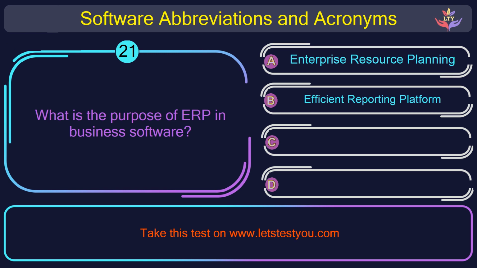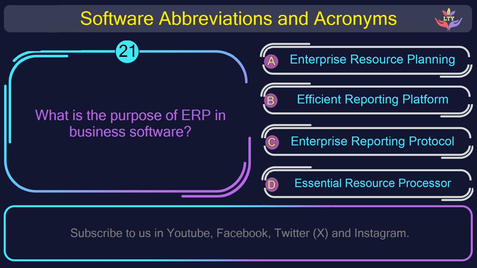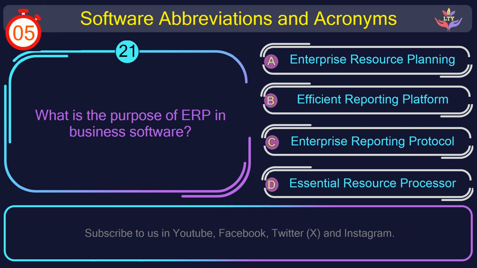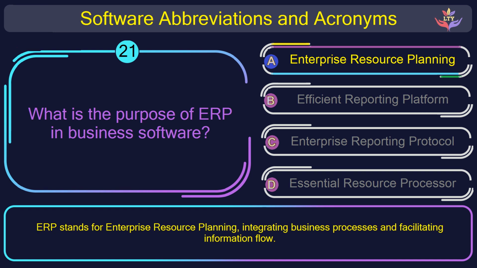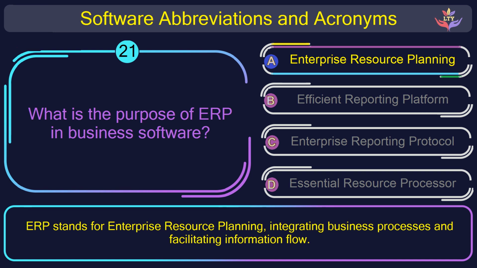Question number 21. What is the purpose of ERP in business software? The correct answer is option A. Enterprise Resource Planning. ERP stands for Enterprise Resource Planning, integrating business processes and facilitating information flow.